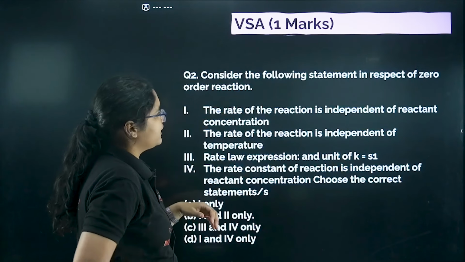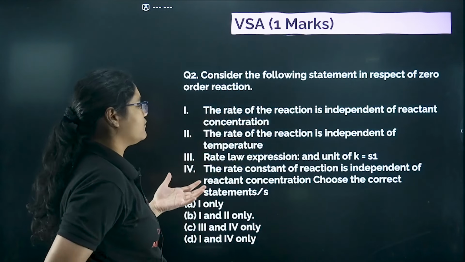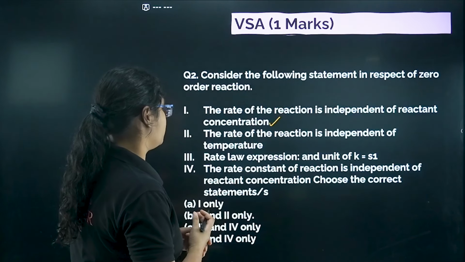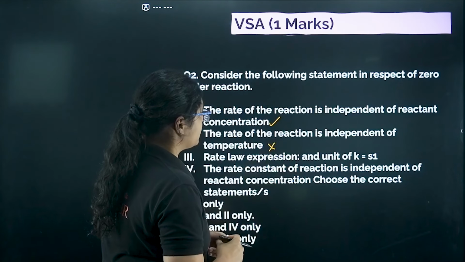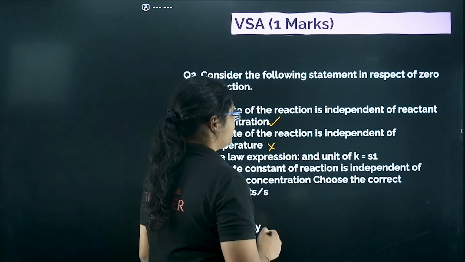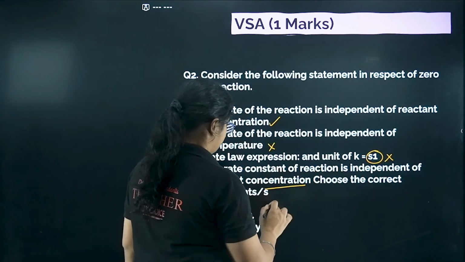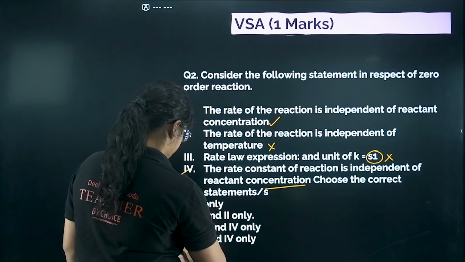Next, consider the following statements with respect to a zeroth order reaction. The rate of the reaction is independent of the reactant concentration. Obviously, it is zeroth order, that is why. The rate of the reaction is independent of the temperature. No, it is dependent on temperature. The rate law expression and the unit of K is second inverse. No, it is not second inverse, this is incorrect. The rate constant of a reaction is independent of the reactant concentration. Yes, that is also correct, it doesn't depend. Now choose the correct statement. So we have 1 and 4, which is option number D.